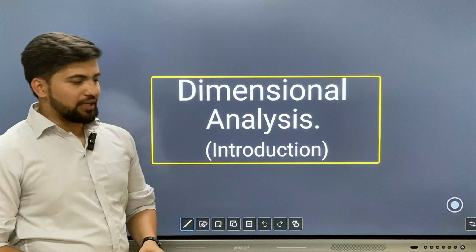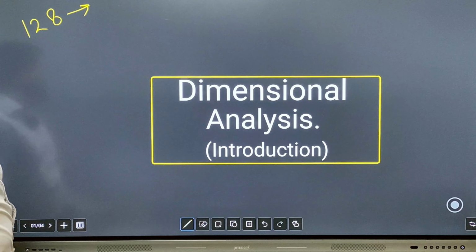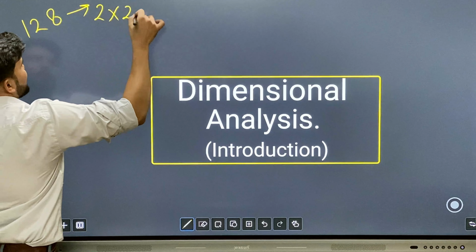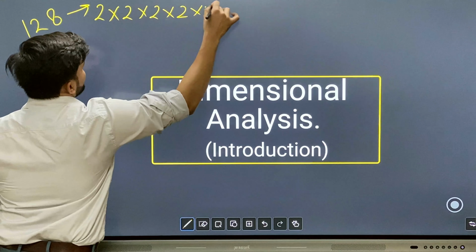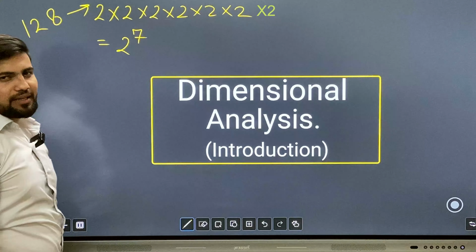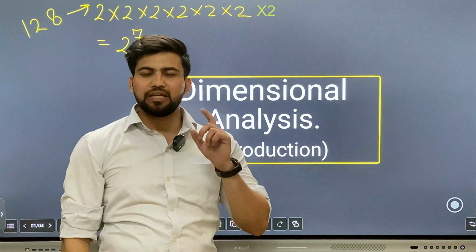So if I'm going to say how many times 2 is involved in 128, you will say 2 multiplied by 2 into 2 into 2 into 2 into 2, or you will say 2 to power 7, or I can say 2 is involved 7 times in 128.